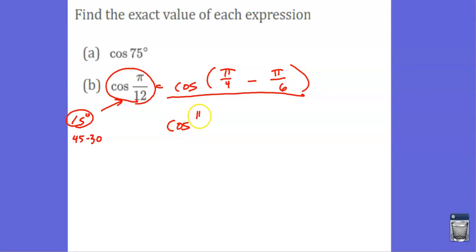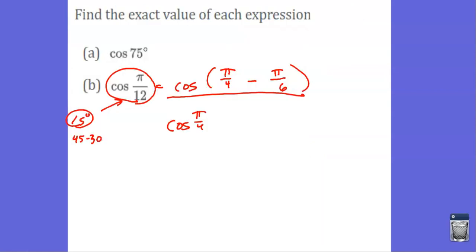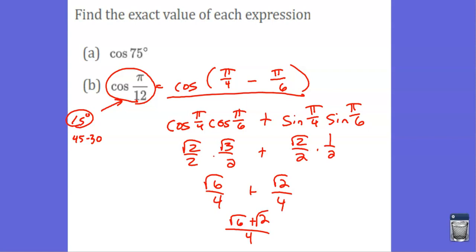So cosine pi over 4, and again, we're using the subtraction formula. Then you just evaluate them because we want exact answers. You can see I can work it out very similar to the last problem. Again, you may want to pause the video, but it's very similar, and this would be the exact answer.